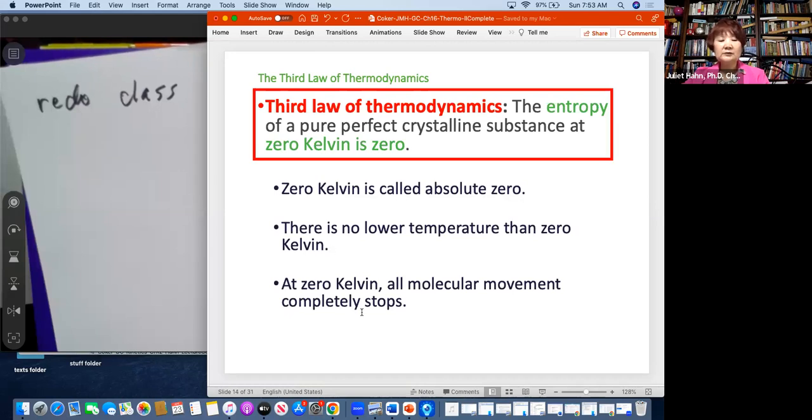And when you achieve 0 Kelvin, that means that all molecular movement has completely stopped. There's no movement at all. The entropy is 0 at the point when there's no molecular movement at all.